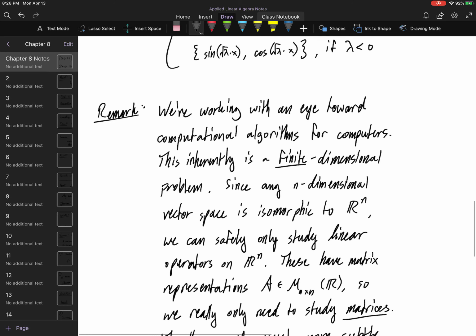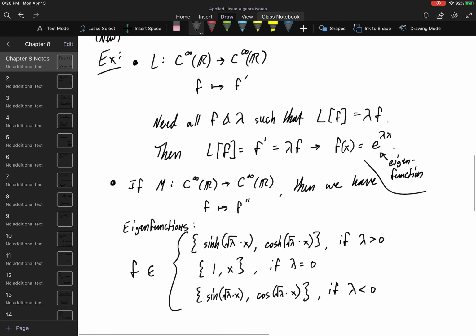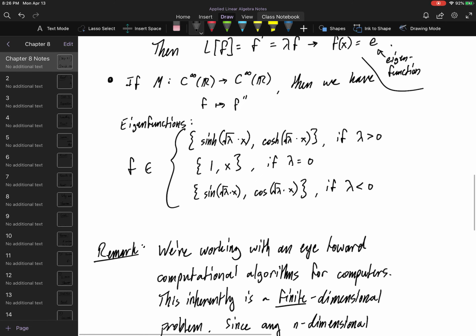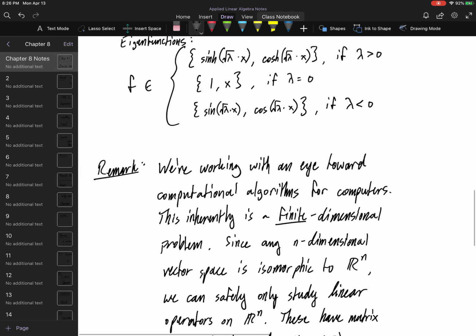As a remark, we are working with an eye toward computational algorithms, so it's not too often that we see this case where we have a plain old linear operator instead of just a matrix that we're trying to find the eigenvalues of. With our eye toward computational algorithms and doing work in computers, we usually have to go toward finite dimensional problems.